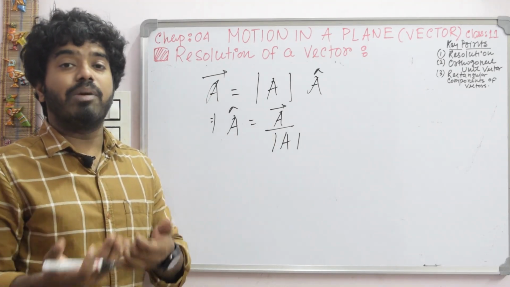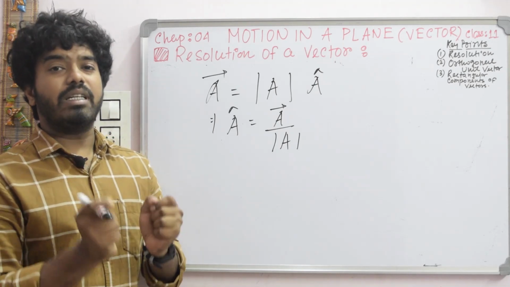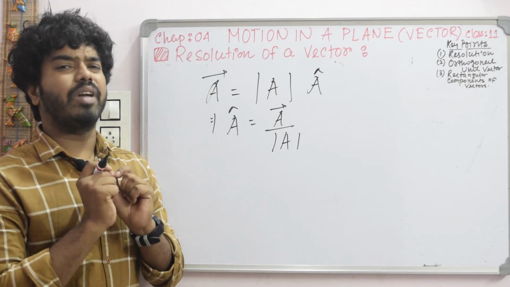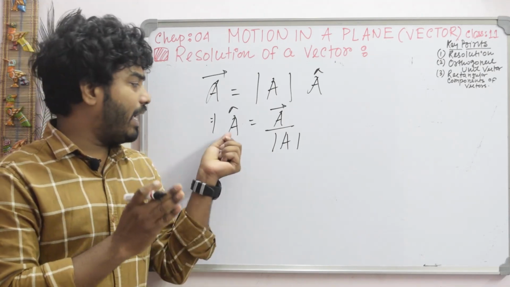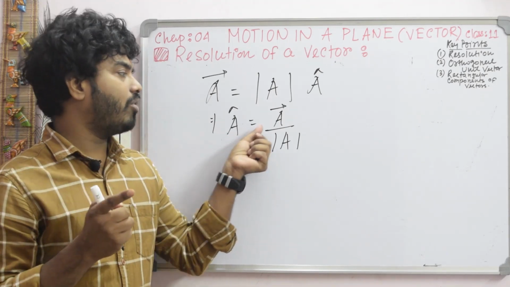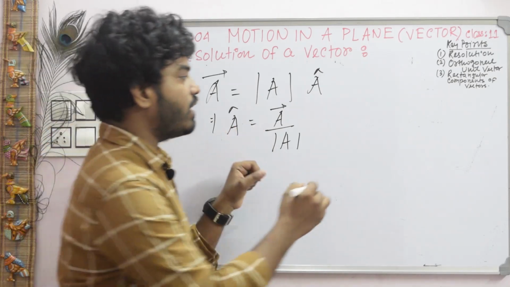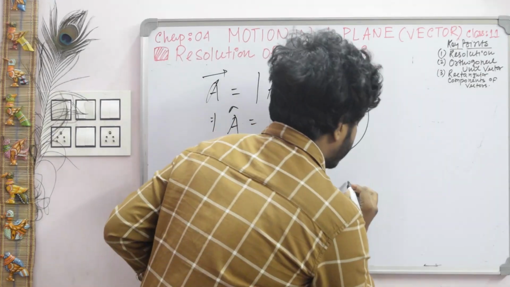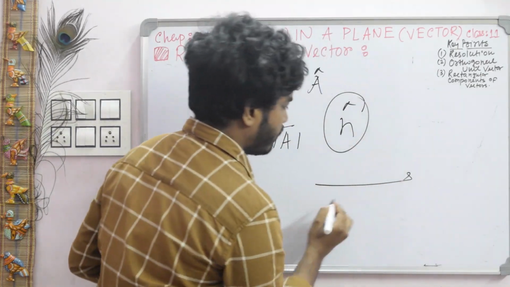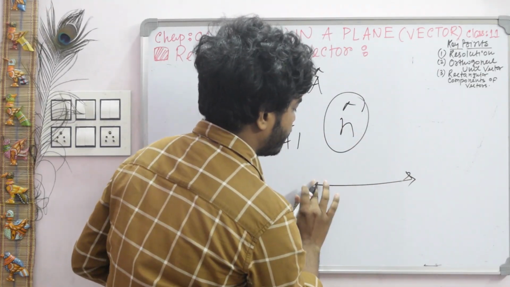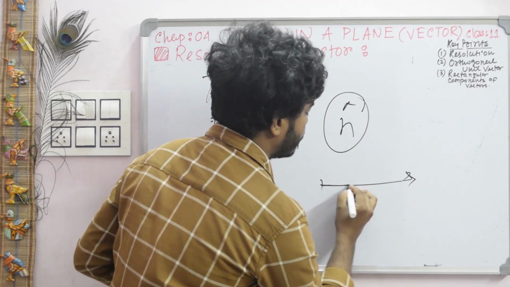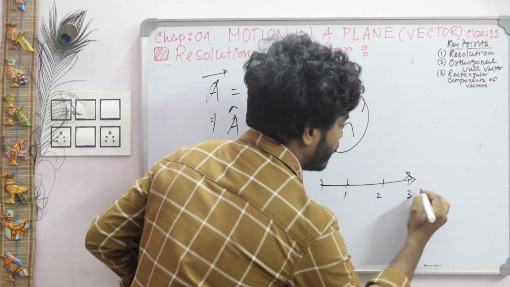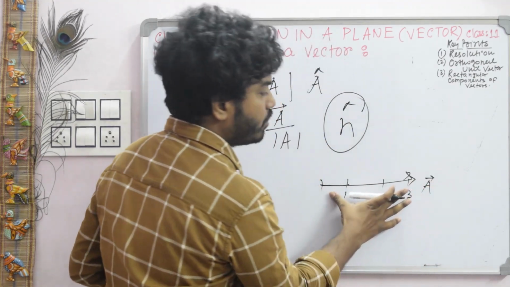And what is the purpose of a unit vector? The only purpose of a unit vector is that it gives the direction of any vector. Here A cap gives the direction of vector A. In general, we represent a unit vector by the symbol n cap. Consider a vector A of magnitude 3, with marks 1, 2 and 3.